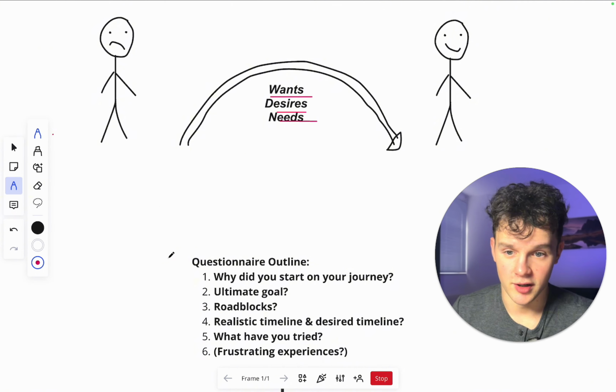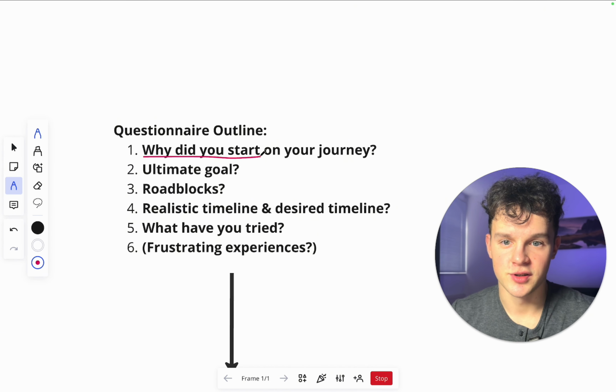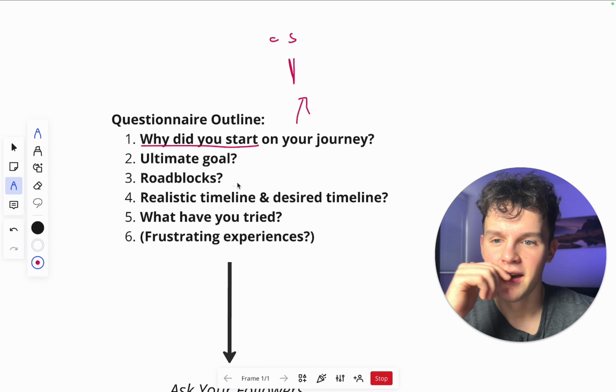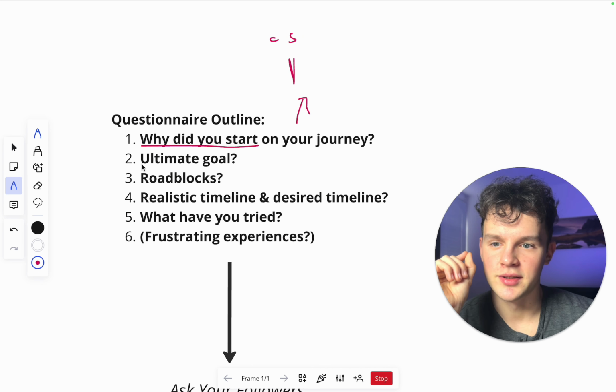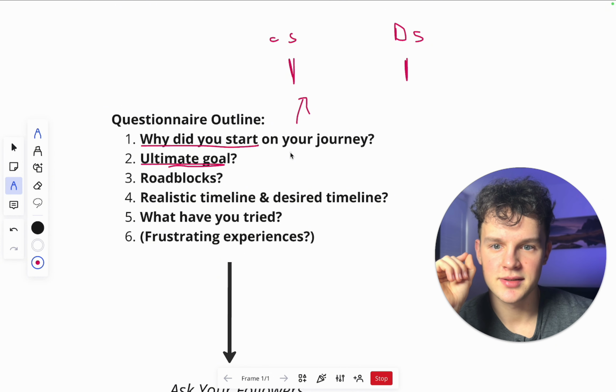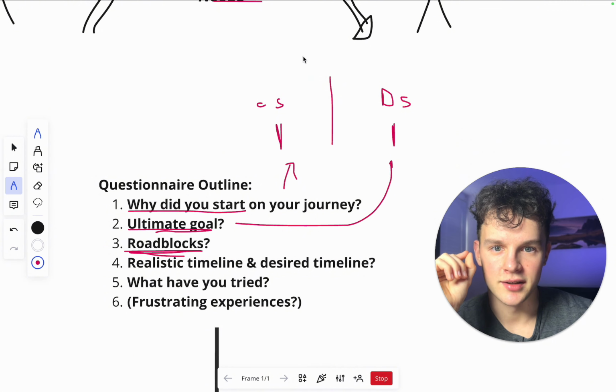So let's just start out with this one. The first one, we started out by asking why did you start on your journey? So this is sort of like the current state. Then we were finding out the ultimate goal, which is the desired state. So it's the DS, there we go. And what are the roadblocks? So what is actually standing in their way to getting to their desired state?